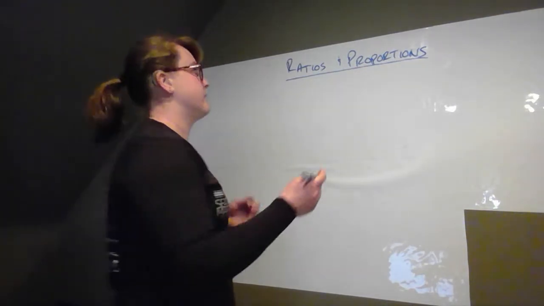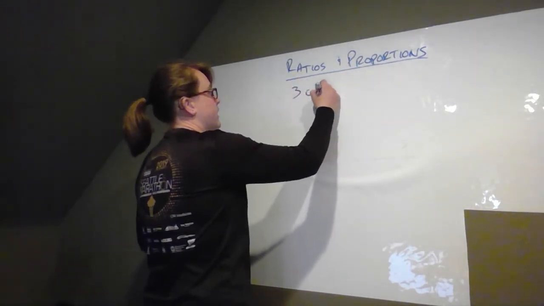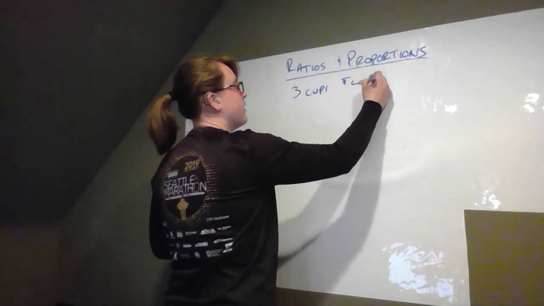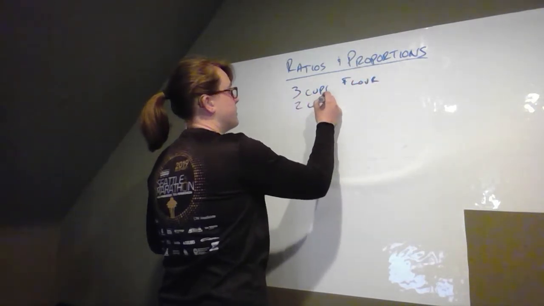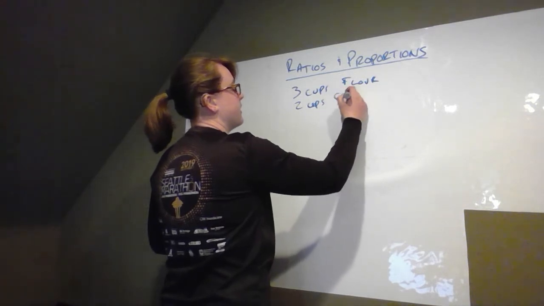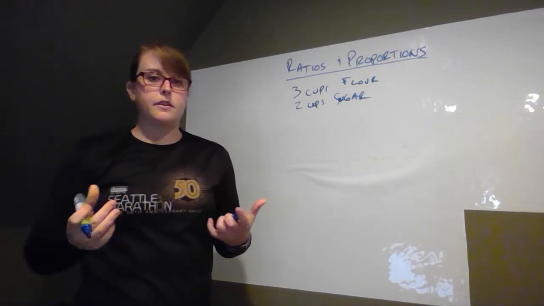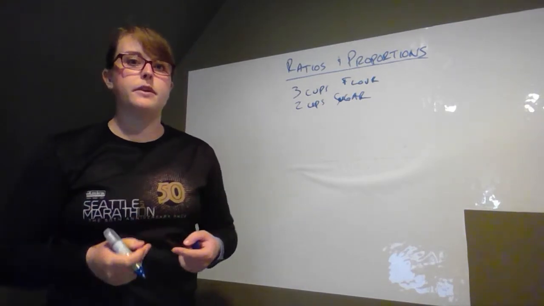So if I was going to make cookies or something, and it calls for 3 cups of flour and 2 cups of sugar. Spelling is hard. Okay, there we go. So this is a ratio, and there's 3 main ways that you can write a ratio.